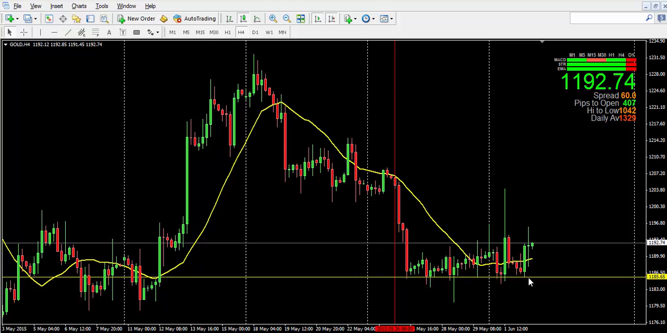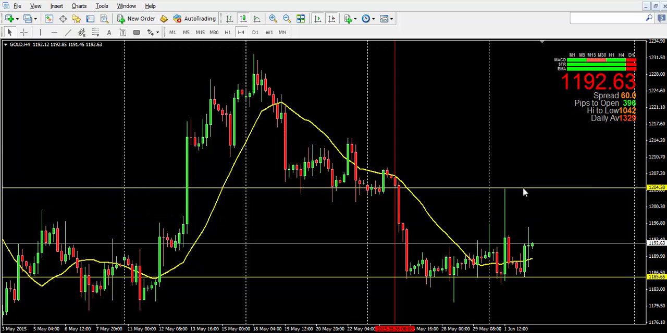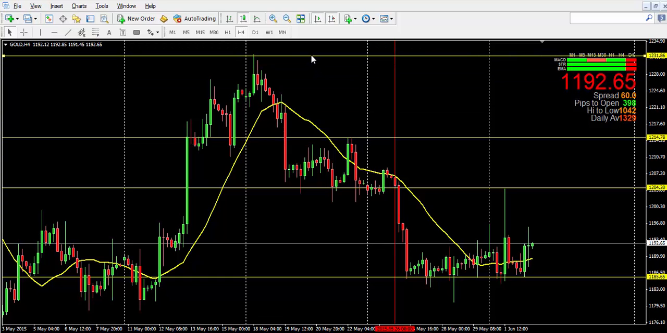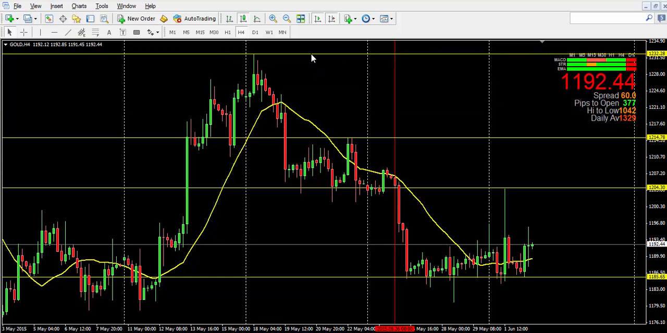Okay, and your target should be around this high or this place or this place. This is where your targets are for gold. Okay, but try to trade it without stop loss. Take a small size and stretch for 1 week or 2 weeks. That's the plan on gold.